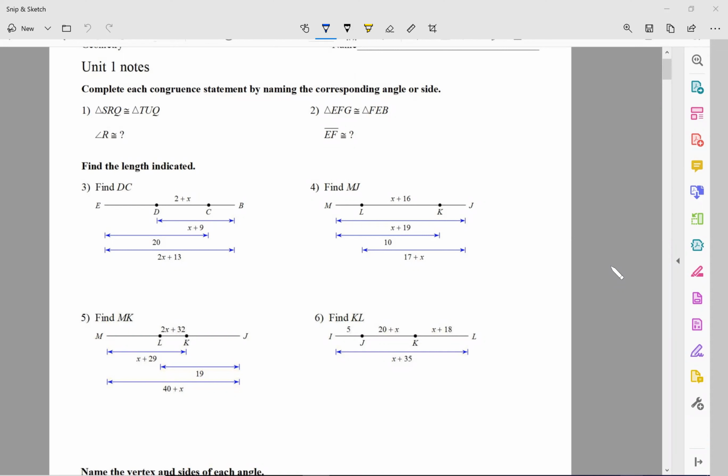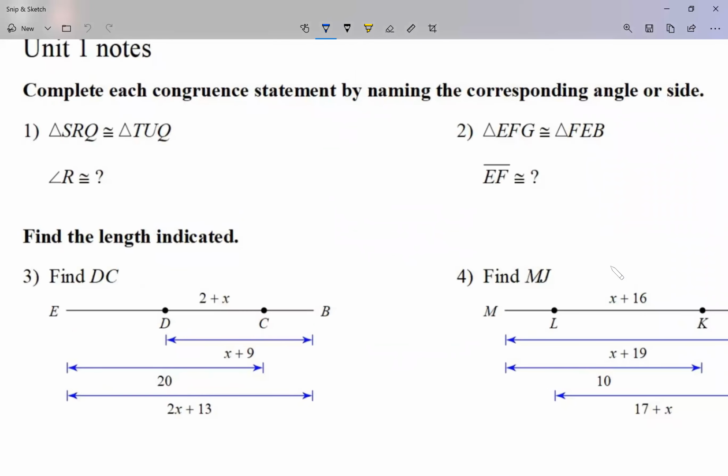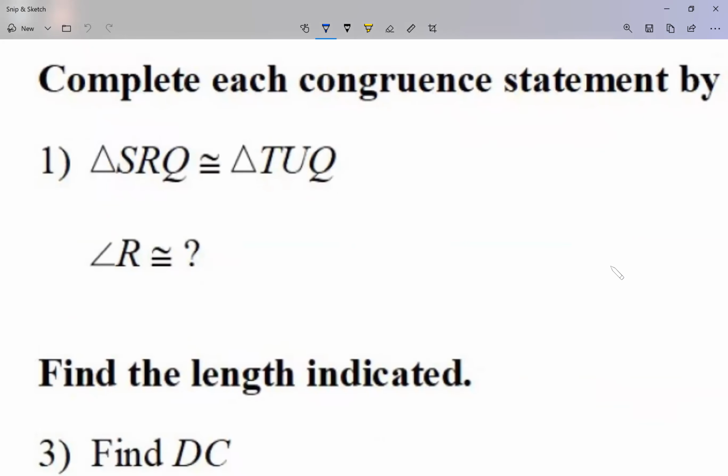So here, questions 1 and 2. It says complete each congruent statement by naming the corresponding angle or side. We're going to start talking about congruency, right? I mentioned congruent last week. As a matter of fact, you guys can see the symbol on the inside. It looks like an equal sign. So the equal sign means same size. The wiggly thing on top means same shape. So there are two triangles in this case. They have the same shape and same size. So once again, that's what we call congruent.